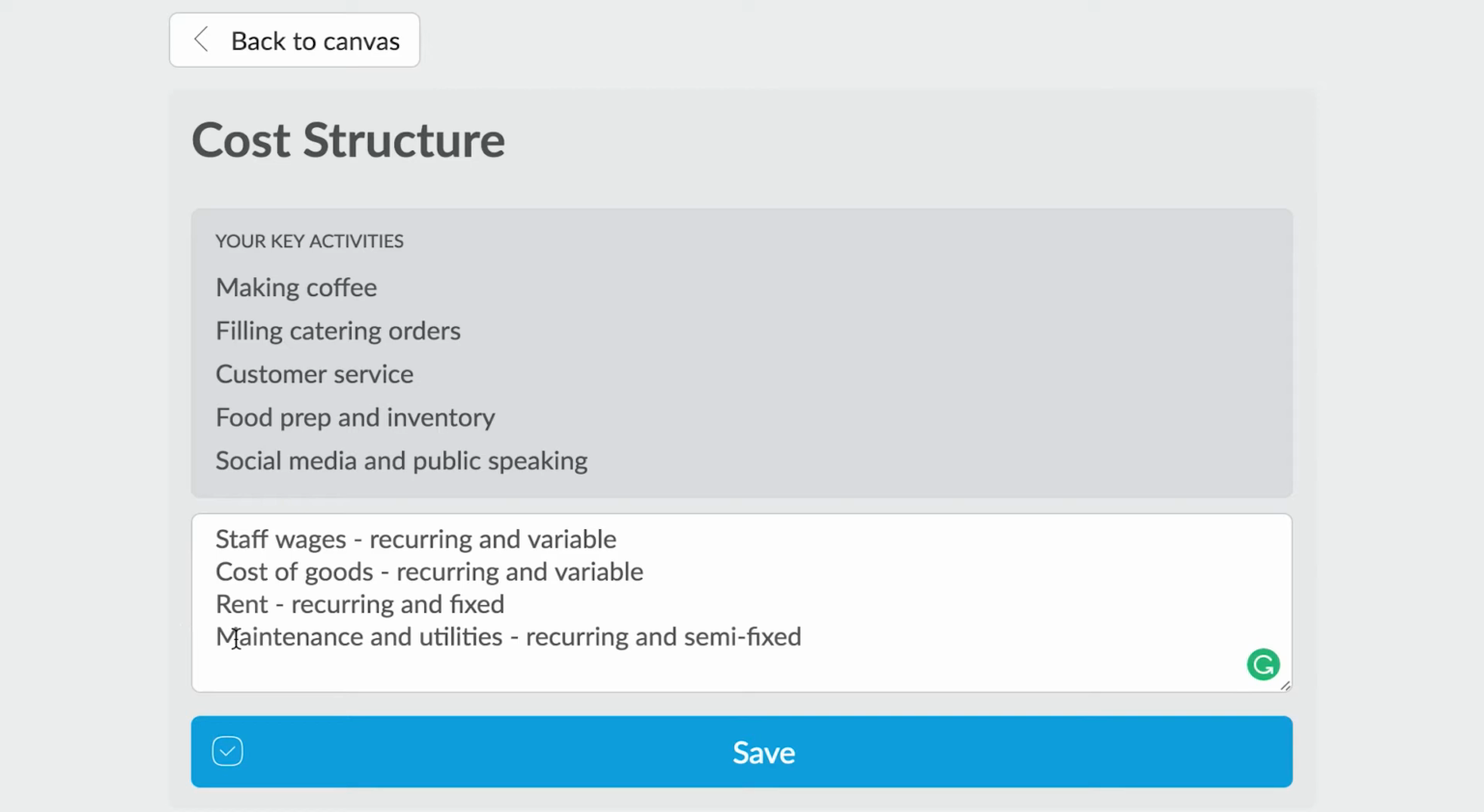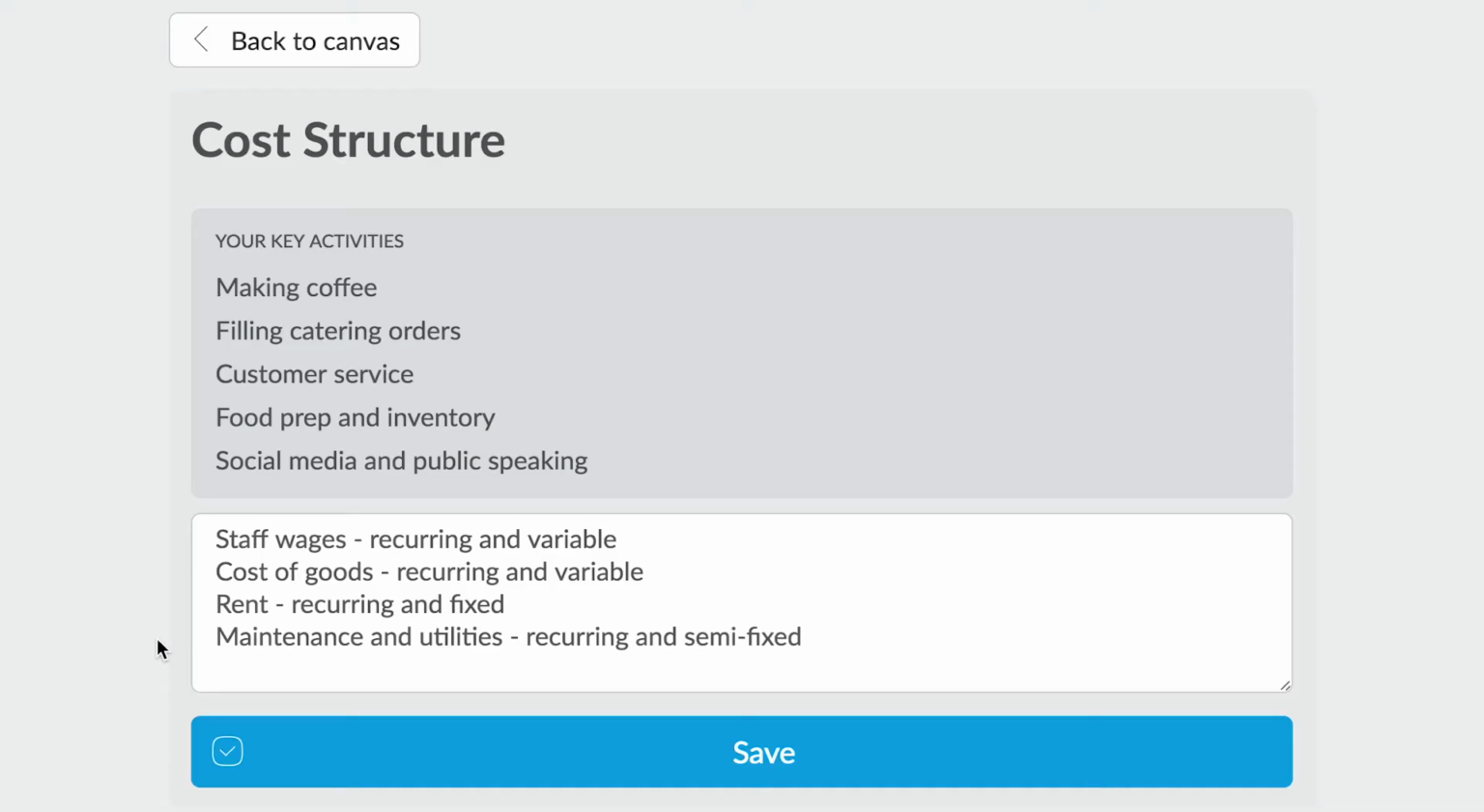We want to be really careful with this calculation because this one could make or break the viability of the model. And finally, we have things like maintenance and utilities. These aren't particularly glamorous things, but it's just the cost of doing business. We want to understand how much we're expecting to spend per month so that we can calculate how many coffees, lunches, and catering events we need to do to break even.